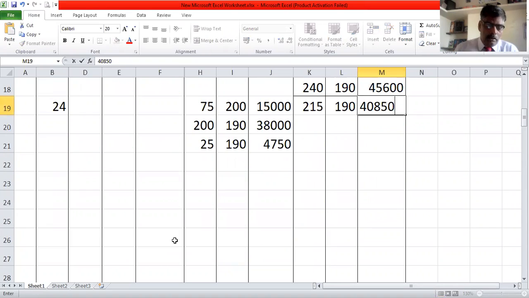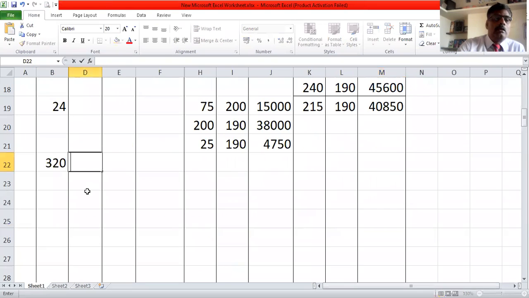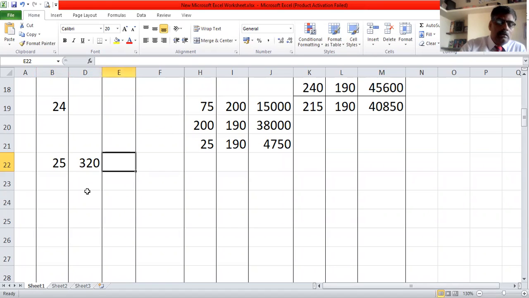Okay. Next date of transaction is 25. On 25th there is a receipt. Receipt is 320 units. Sorry, I will write the date, 25. Received quantity is 320. Rate is again 190.